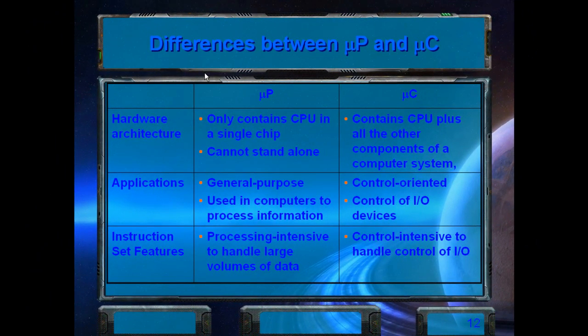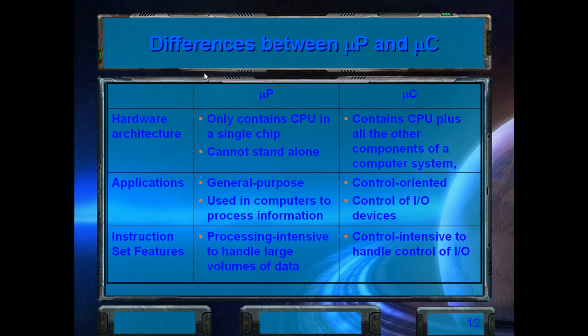From the hardware architecture point of view, the microprocessor contains only the CPU. It cannot be used as a standalone device, as it requires buses, memory and input-output devices, to become a computer system. In short, it is just a CPU on a chip. Whereas the microcontroller contains the CPU, plus other components of a computer system. In short, it is a computer on a chip.